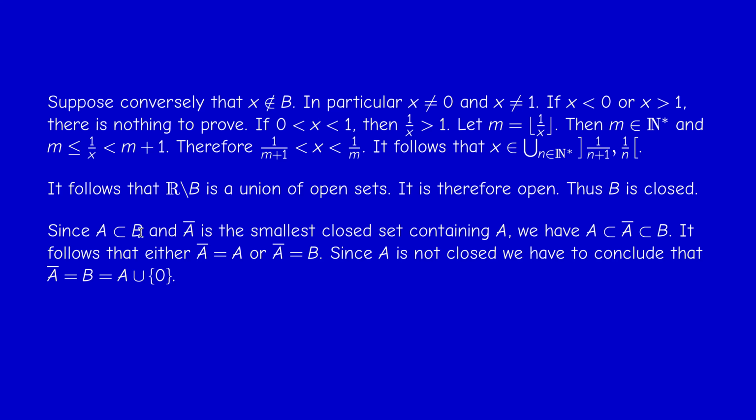B is a closed set containing A, right? But A bar is the smallest closed set containing A. Therefore, A bar is contained in B. But A bar contains A. So A bar is a set between A and B.